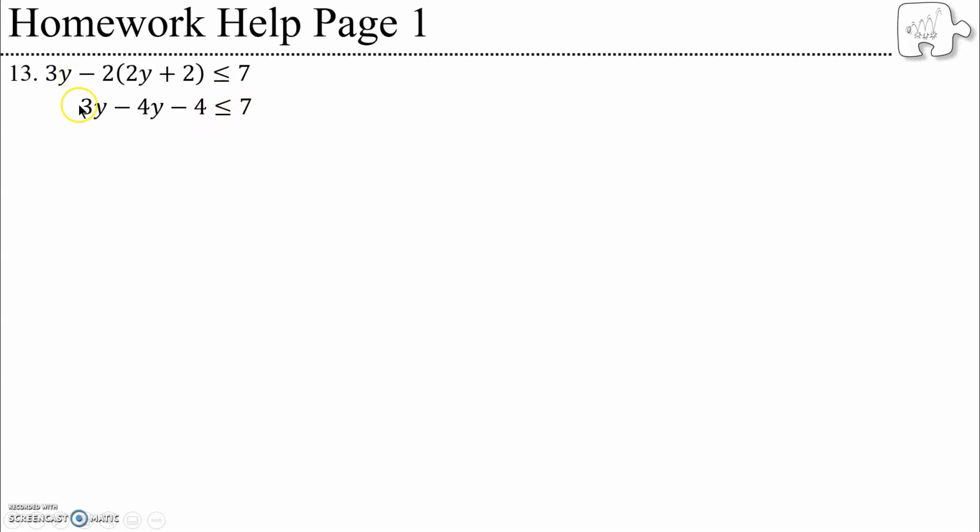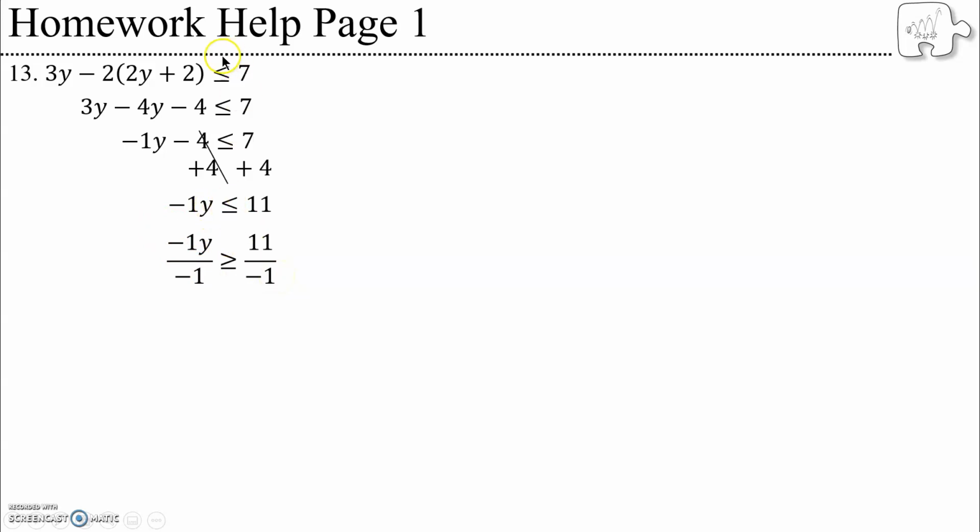So now 3y minus 4y is negative 1y, minus 4 is less than or equal to 7. Now we got to add 4 to both sides to make these guys cancel out. So we're left with negative 1y is less than or equal to 11. And now to get rid of the negative 1, we got to divide both sides by negative 1.